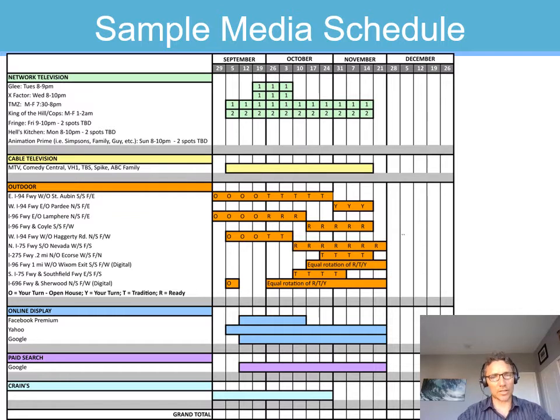Here's another media schedule. When you go and pursue your upper division courses, if you do pursue a marketing major, you'll probably have to put together a marketing campaign. And part of your marketing campaign would be to put together a proposed media schedule for the product or service that you're going to market. And this is what they look like.